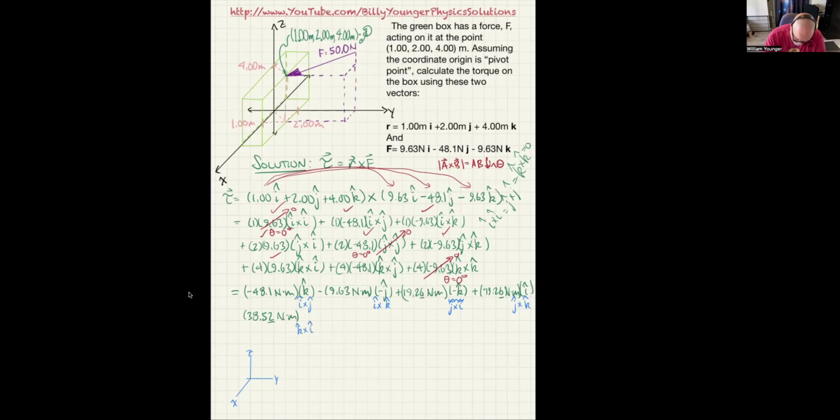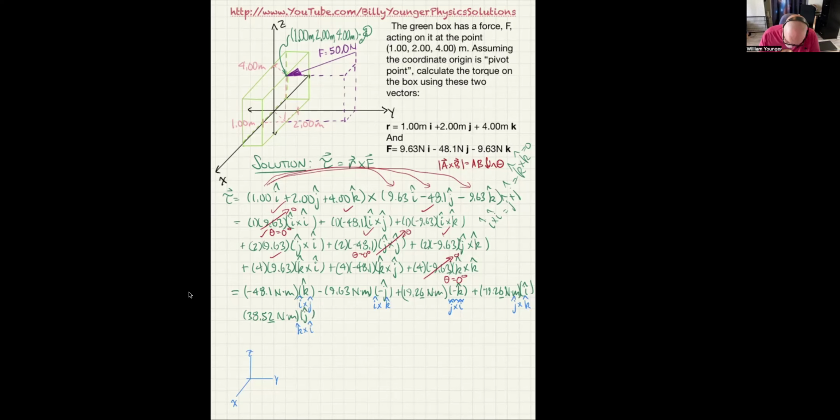K hat cross I hat means stick your index finger in the upward direction, which is the k hat direction, and stick your middle finger in the I hat direction, which means coming out of the board. And you see that when you do that, your thumb points to the right, and the right is the positive j hat direction. So this will actually equal positive j hat. So I'll just write j hat for this one.